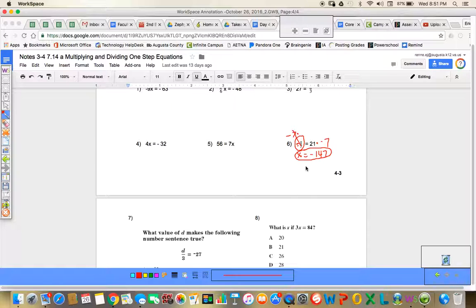Now I'm going to double check my answer, so I'm going to plug it back in. And I have x, so I'm going to put negative 147 divided by, I moved the negative to the bottom, so I'm going to put negative 7 on the bottom, equals 21. Now, a negative divided by a negative is a positive, and 147 divided by 7 is 21, so 21 equals 21. It checks, so I know my answer of x equals negative 147 is correct.